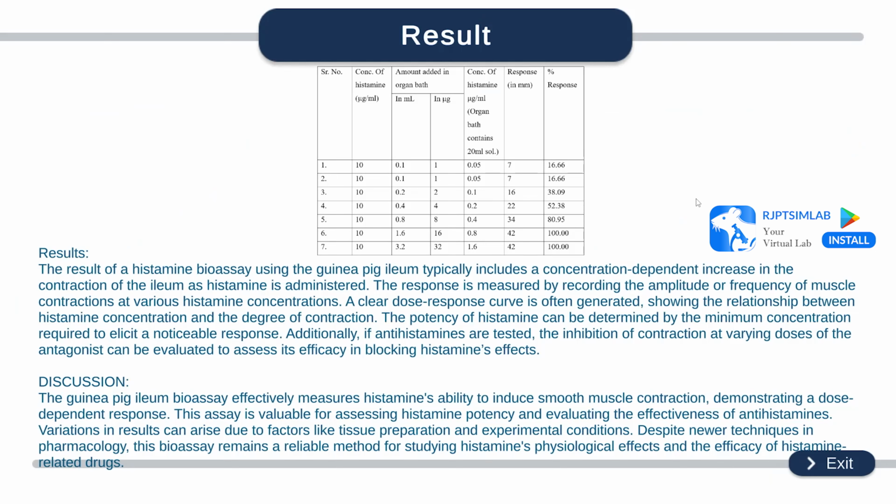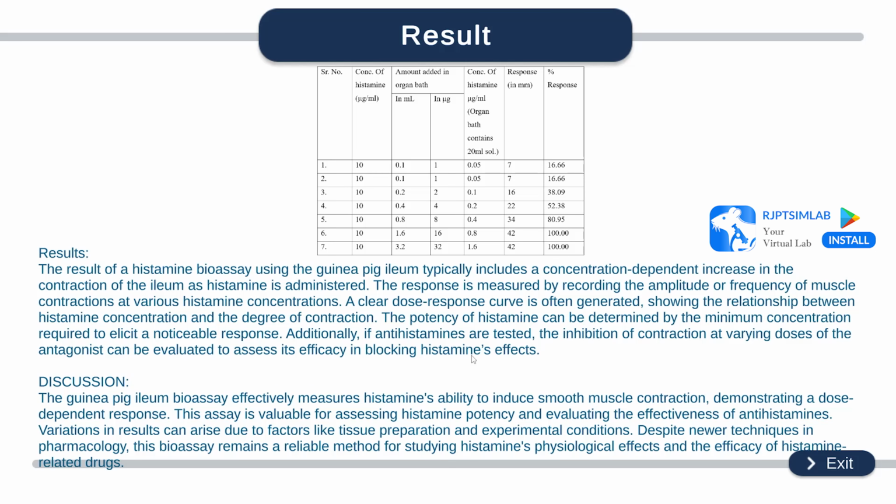Now, let's just see the result of this experiment. The result of histamine's bioassay using guinea pig ileum typically includes a concentration-dependent increase in the contraction of the ileum as histamine is administered. The response is measured by recording the amplitude or frequency of muscle contraction at various histamine concentrations. A clear dose response curve is often generated, showing the relationship between the histamine concentration and degree of contraction. The potency of histamine can be determined by the minimum concentration required to elicit a noticeable response. Additionally, if antihistaminics are tested, the inhibition of contraction at varying doses of the antagonist can be evaluated to assess its efficacy in blocking histamine's effect.